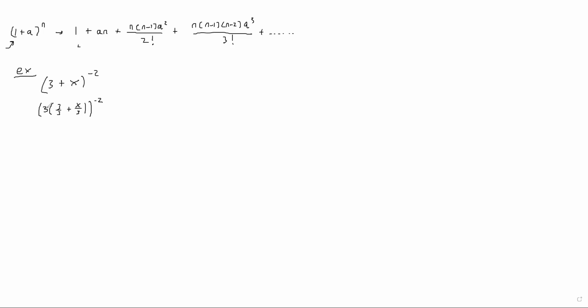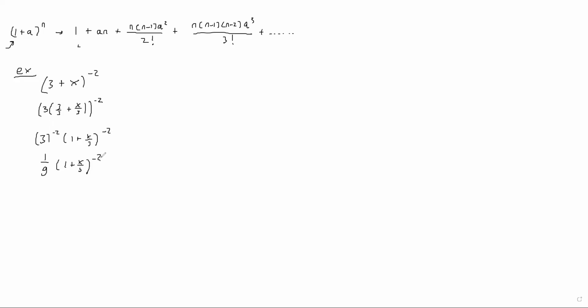Now, as per the rule of the power, when there is a multiplication, you can just put the power in each of the multipliers. So we're going to end up with 3 to the power of minus 2, and then bracket, 3 over 3, that's 1, 1 plus x over 3, and then to the power of minus 2. Or we can just simplify this equation. It's going to become 1 over 9 bracket 1 plus x over 3 to the power of minus 2.